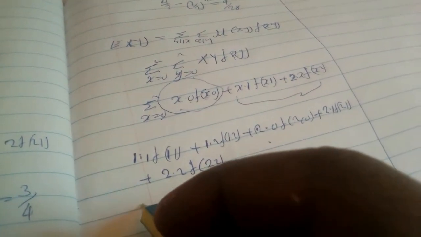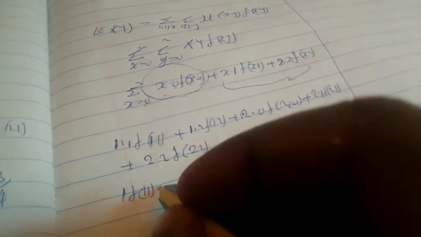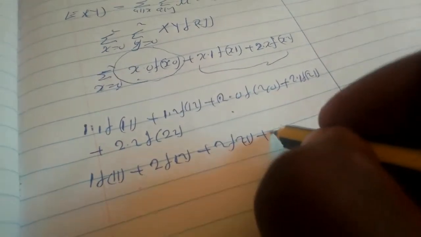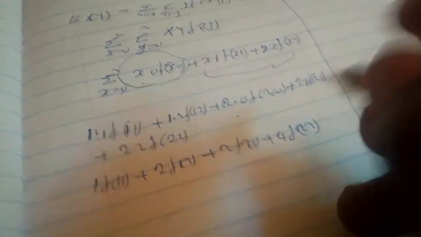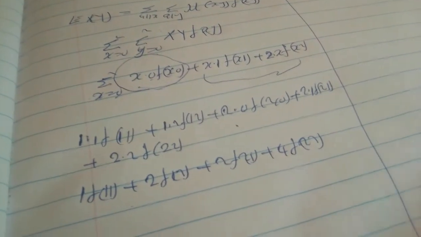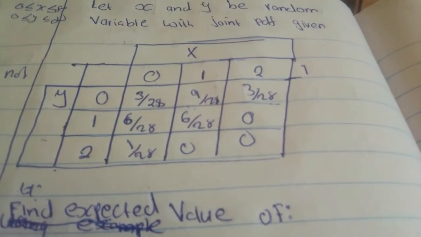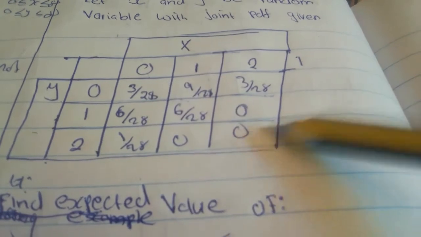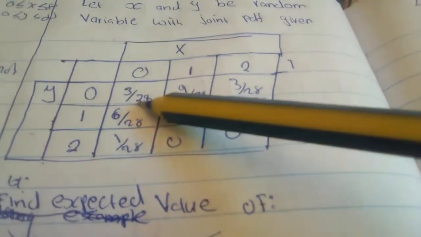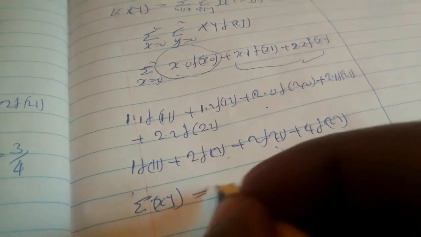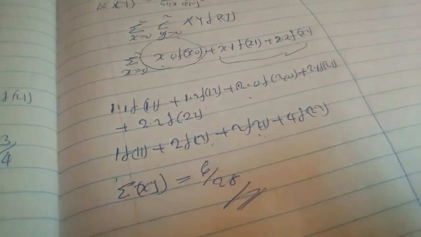So we are going to get 1, 1, 1, plus 2, 1, 2, plus 2, 2, 1, plus 4, 2, 2. So when we take from our table here, we are going to get 1, 1, 1 is equal to this one. You go to 1, 2. 1, 2 is equal to 0. You go to 2, 1. 2, 1 is equal to 0. You go to 2, 2. 2, 2 is equal to 0. So we have only this one. So expected value of xy is equal to 6 over 28. That is the final answer.